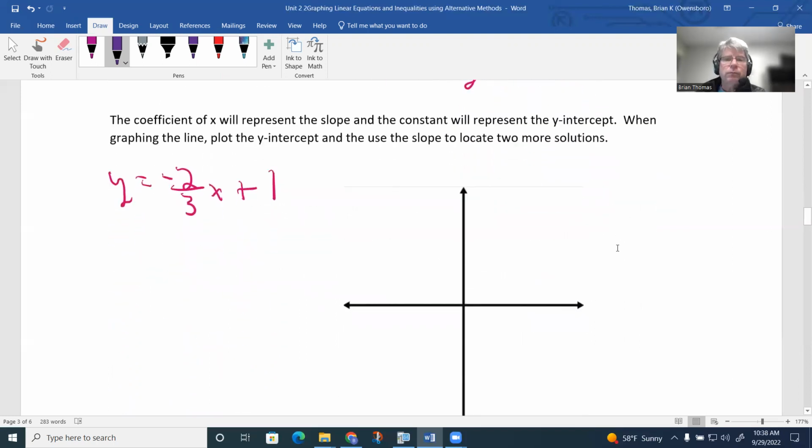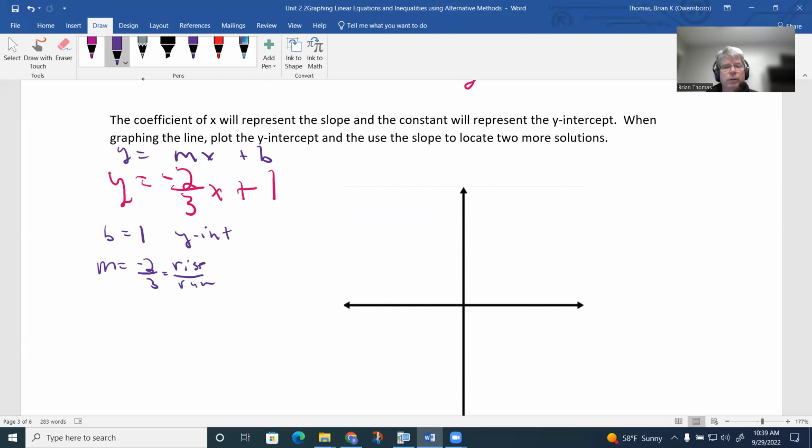So if I look at this equation, y equals negative 2/3 x plus 1, notice how this is in slope-intercept form, y equals mx plus b. My b is this 1. That's going to be my y-intercept where it crosses the y-axis. And my slope is the m, which is negative 2/3, which again is my rise and my run. If I'm graphing, those are important to me.